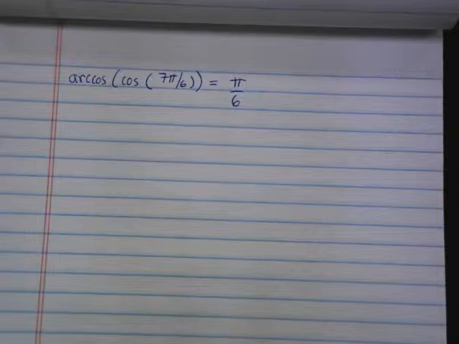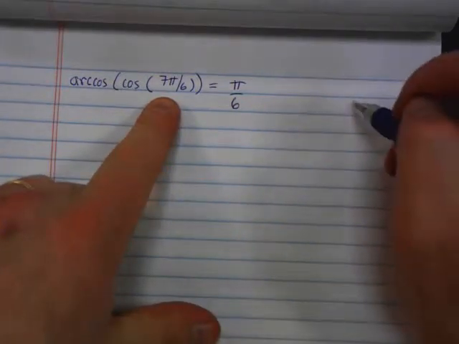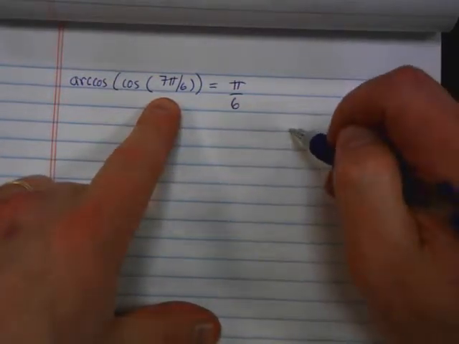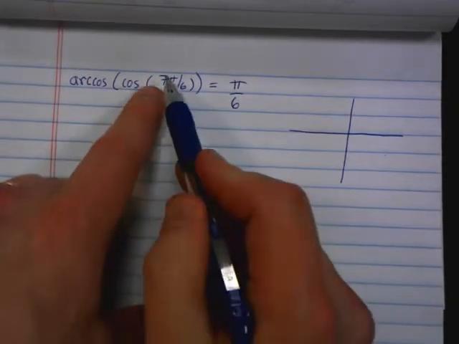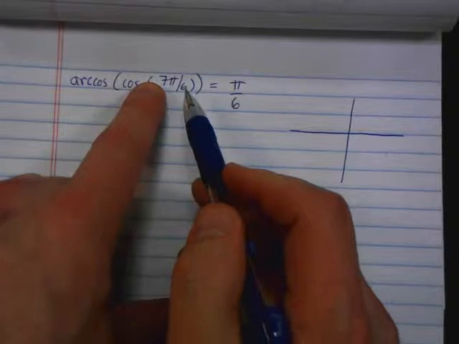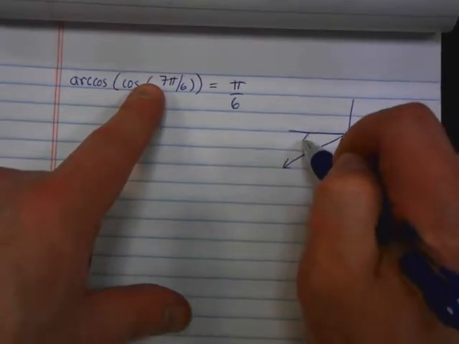No, pi over 6 is the wrong answer, by the way. But that's in the second quadrant, isn't it? Okay, so first question: where is the angle 7 pi over 6? It's in the third quadrant because 7 over 6 is just a little bit bigger than 1, so it's just a little bit bigger than pi. So this is in quadrant number 3.